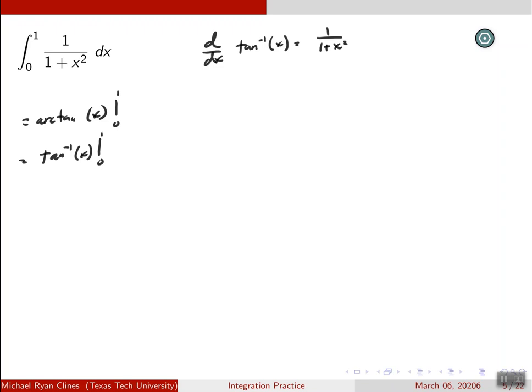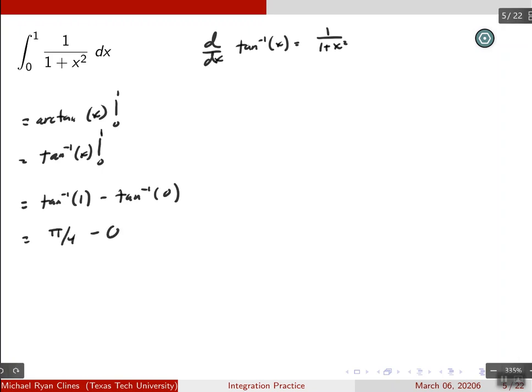So we have the antiderivative: 1 over 1 plus x squared is tan inverse of x. And since we've been asked to evaluate it from 0 to 1, that's what we're going to do. We take the top endpoint and pass it into tan inverse, so we get tan inverse of 1 minus tan inverse of 0. This is just equal to pi over 4 minus 0, because tan inverse of 0 is 0. So our answer is pi over 4.